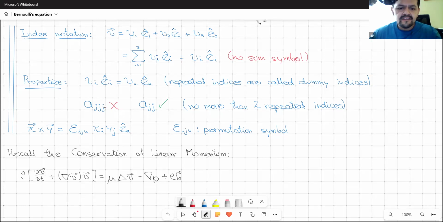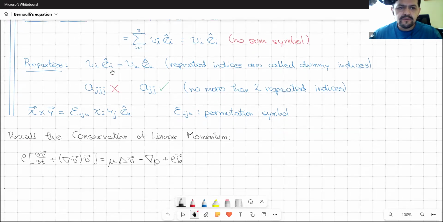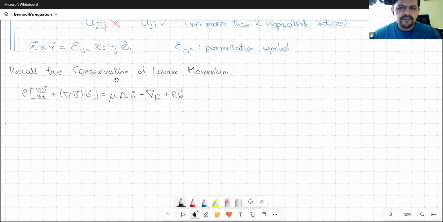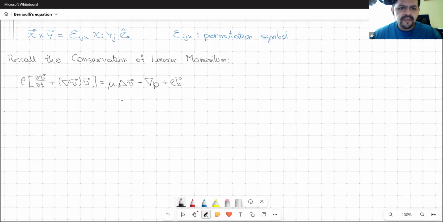And the final tool that we will use is the permutation symbol, which allows us to write down the cross product between two vectors in a very simple way using the properties of index notation. Okay? All of that being said, let's go back to the linear momentum equation, which we see here.